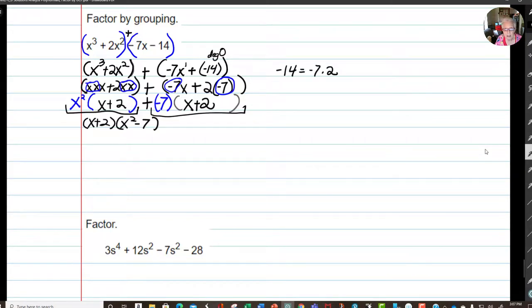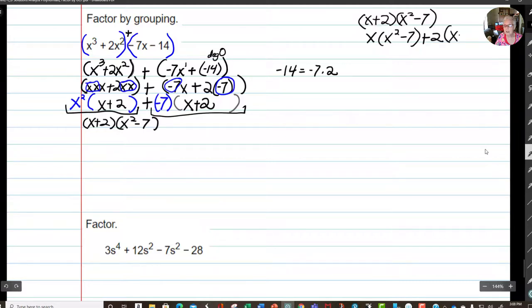Now, x plus 2 times x squared minus 7. Bring down this x. Times x squared minus 7 plus 2 times x squared minus 7. This is x to the 1 times x to the 2. And if you remember, when you multiply like bases, you add the exponents. 1 plus 2 is 3, minus x to the 1 times 7 is 7x, plus 2 times x squared, plus 2 times minus 7 is minus 14.